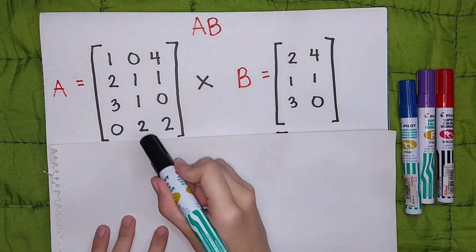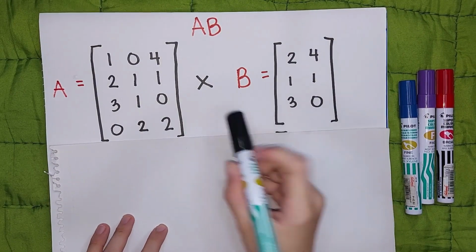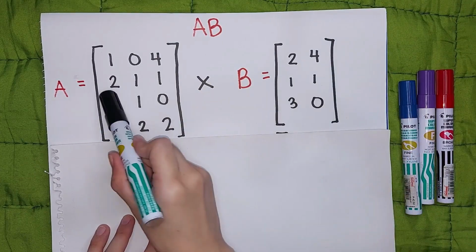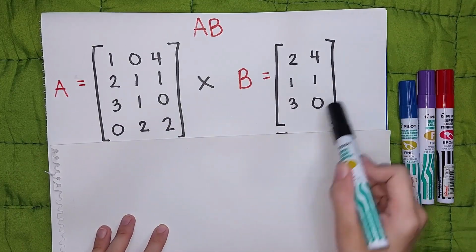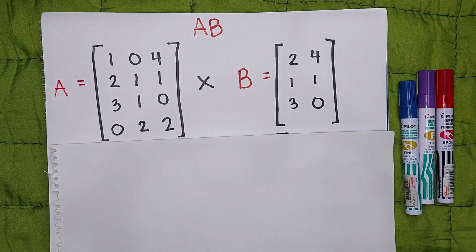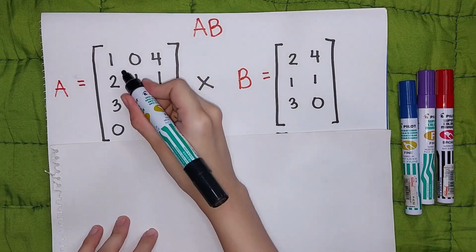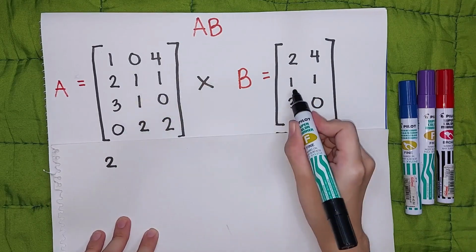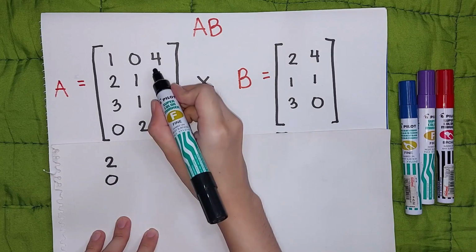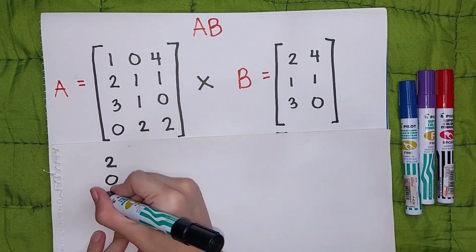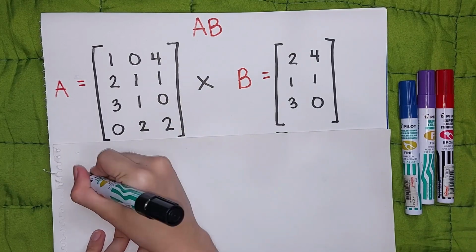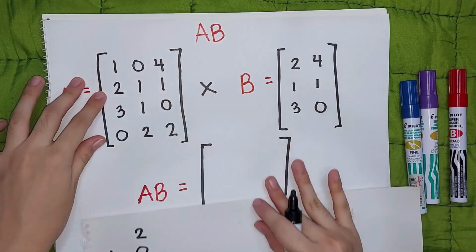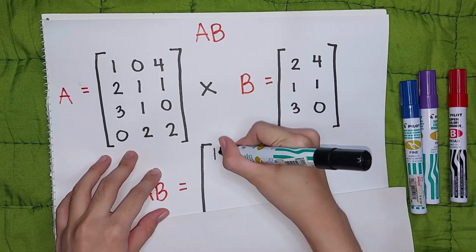Multiplication in matrix arithmetic. This is not the same process as addition. So in here, you'll multiply the rows of A to the columns of B, and so on. So let's start. 1 times 2 is equal to 2. 0 times 1 is equal to 0. 4 times 3 is equal to 12. And you'll add these, and the answer is 14. And then you will write the 14 in here.